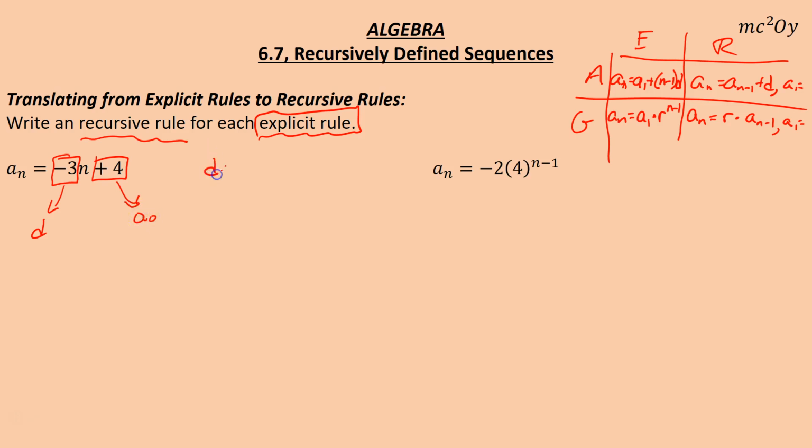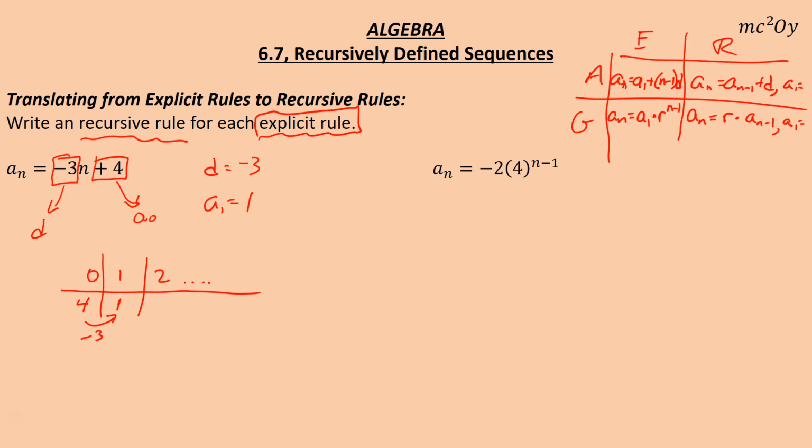And so if I need to know d and a sub 1, well, I know d. It's negative 3. A sub 1, well, think about your table. Start at 0, 1, 2, and so on, right? And 0 we know is 4, and you have a common difference of negative 3. That means we're going down 3, which brings me to 1. So a sub 1 is 1.